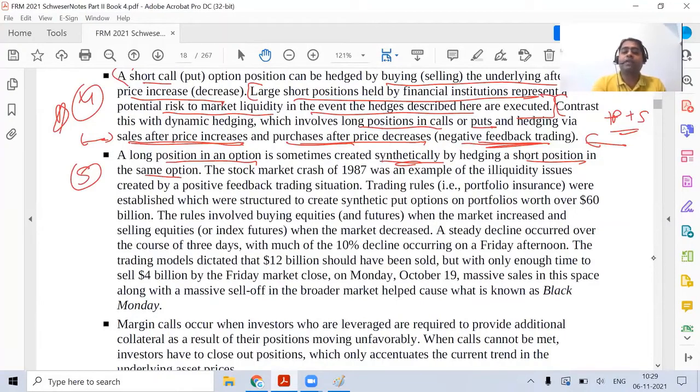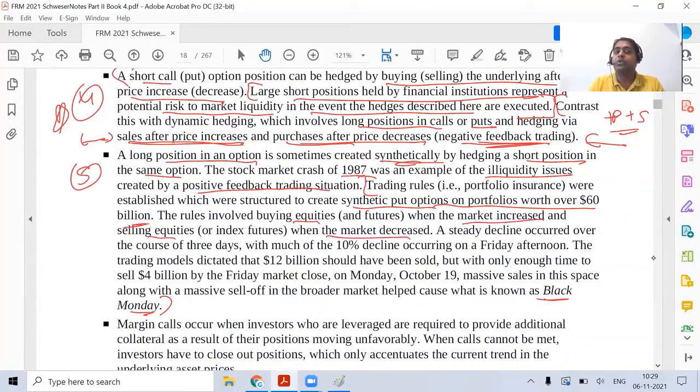Now let us go towards the next line. The stock market crash of 1987 will give you some situation with respect to positive feedback trading. Now the main part starts from here, and definitely refer to the Black Monday. The main section is that the trading rules were established which were structured to create synthetic put on a portfolio over $60 billion. Synthetic put, that means there's no explicit put available, but you're creating a put. The rules involved buying equity when the markets increased and selling equity when the market decreased.